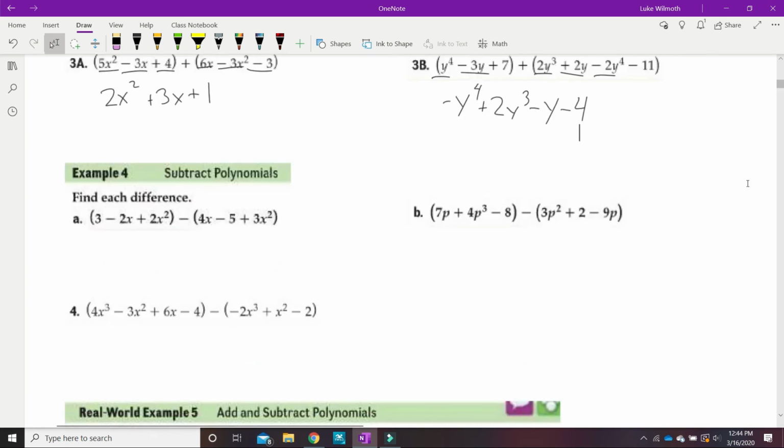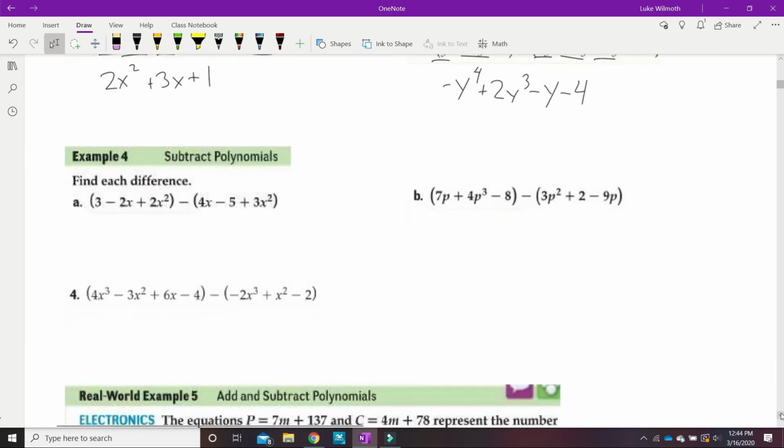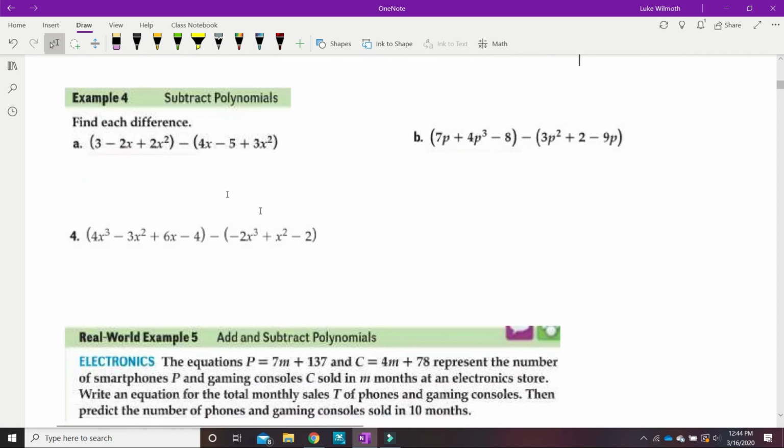Now we're going to look at subtracting polynomials. Subtracting polynomials is not going to be that much different, but there is one additional step. See how we have the negative here? Anytime we have a negative outside of parentheses, it's just like having a number outside the parentheses. That's a negative 1 here. So I have to distribute negative 1 times all of these terms.